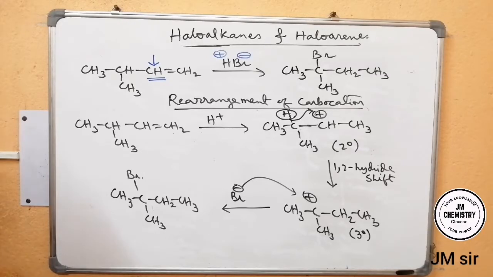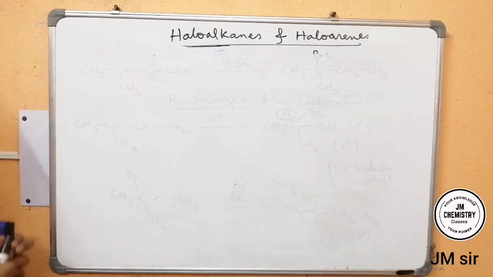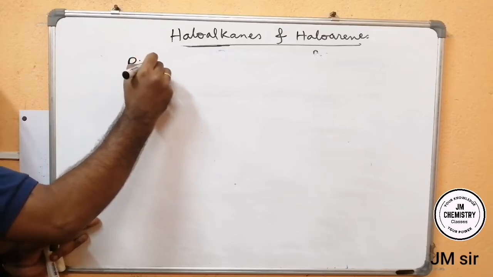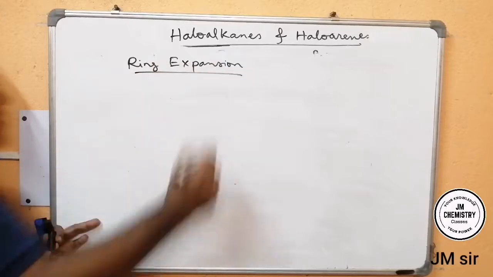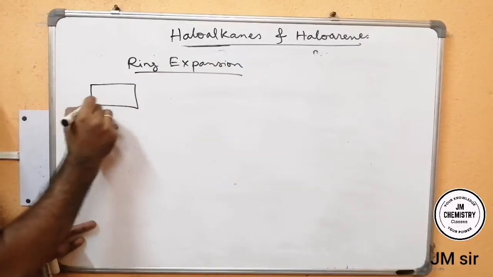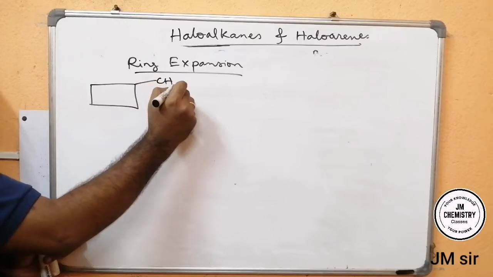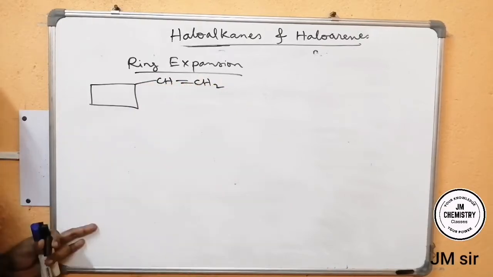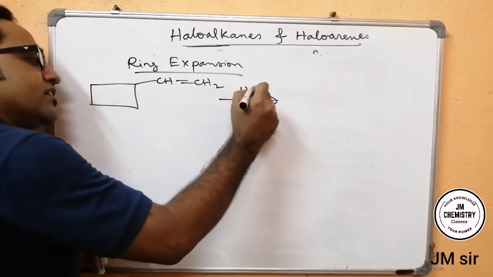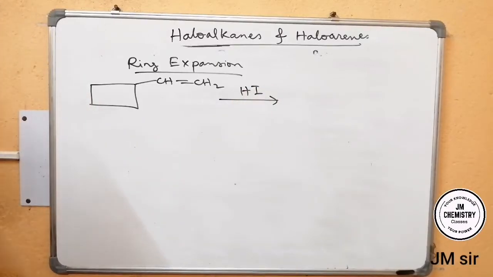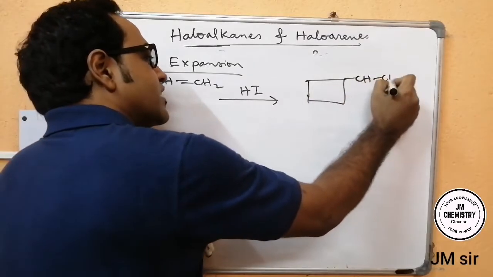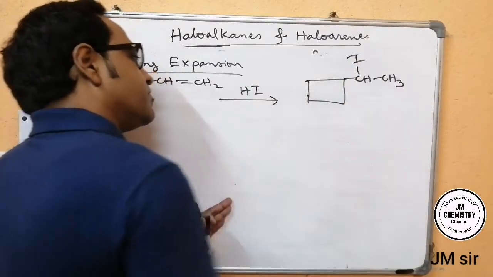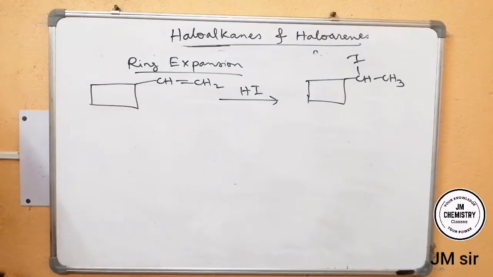Now in the next example, we will see ring expansion. Now suppose you are having this compound with a CH=CH2 group and you have added HI. So what do we expect? The expected product is this, with CH(CH3)-I. But the actual product is something else.